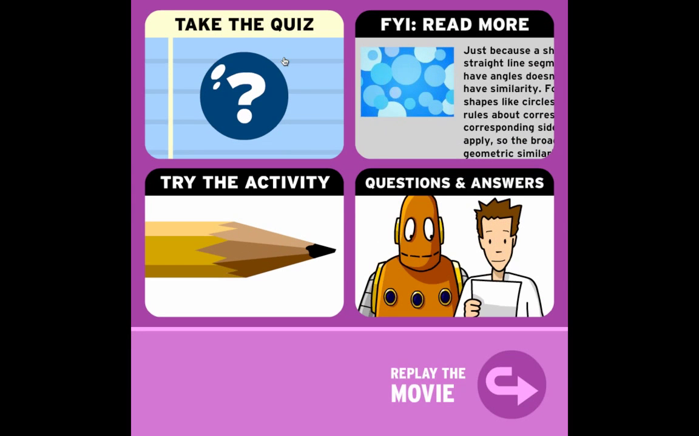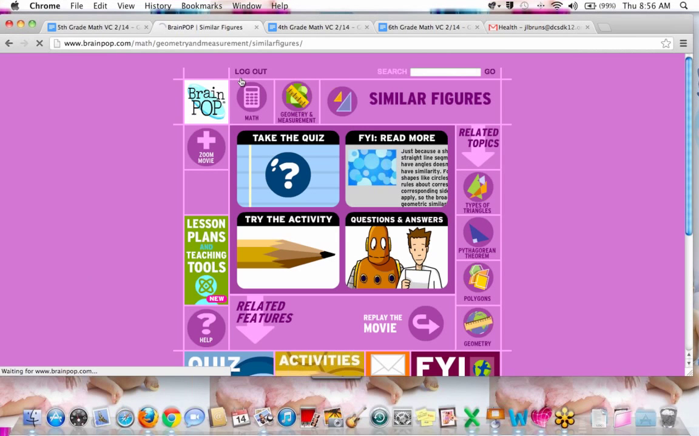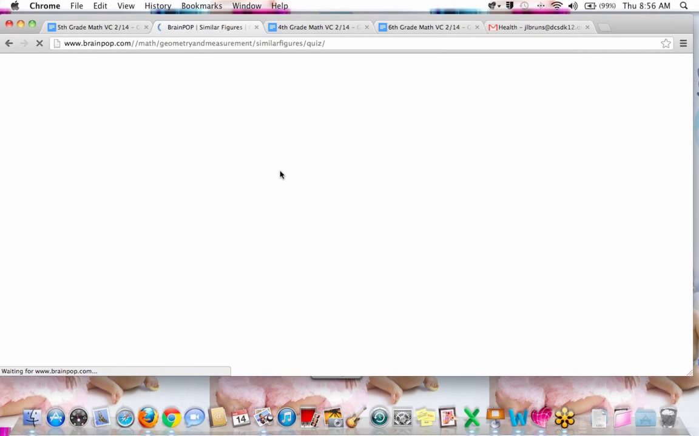All right, guys. Now it's time for a little practice. Let's take the quiz. I think most of these are multiple choice, so you'll be able to type an A, B, or C or whatever into the chat. Similar figures: same proportions, not same size. Same shape.